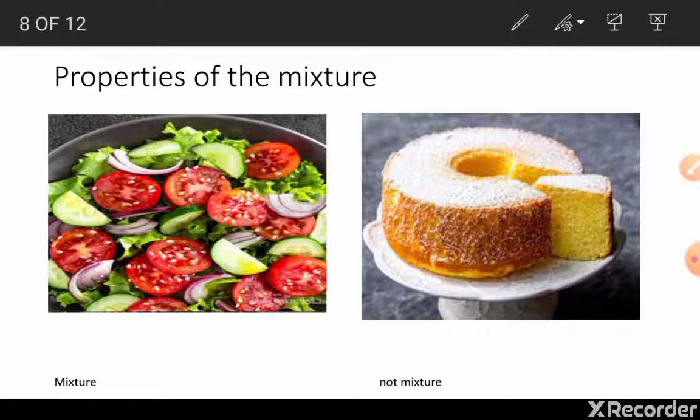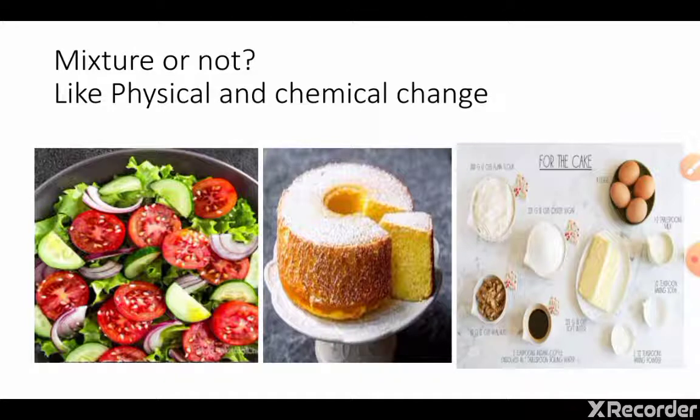Okay, by the way, here we have vegetable salad and cake. Vegetable salad is what? It's made of different materials, so it's a mixture. Cake, we know that cake is made of what? Made of egg with milk and oil and sugar and flour and many materials. So cake is made of different materials. This means that cake is a mixture? No, cake is not a mixture. Cake is made of different materials, but it's not a mixture.